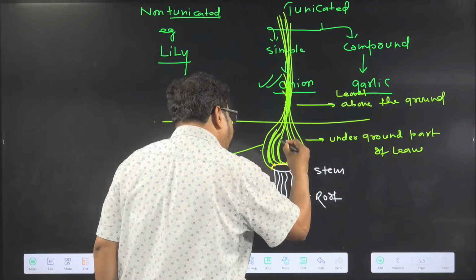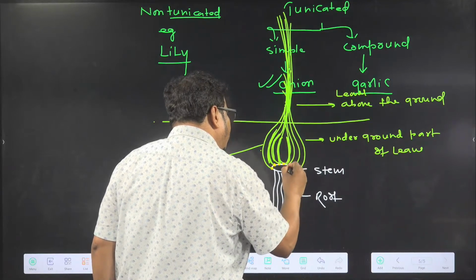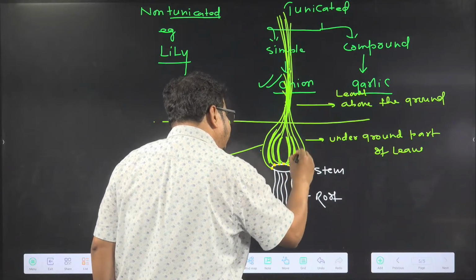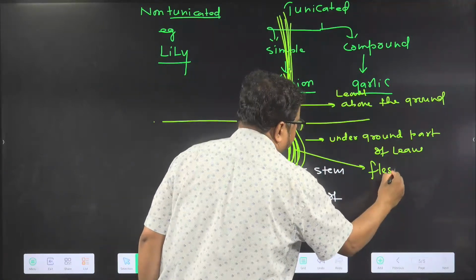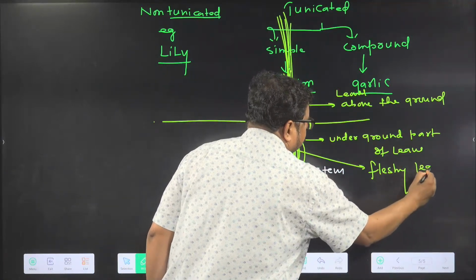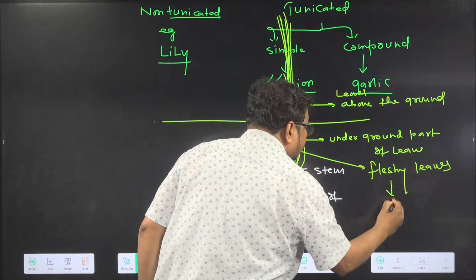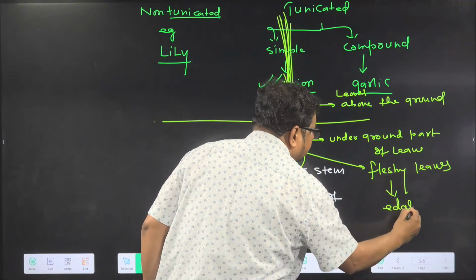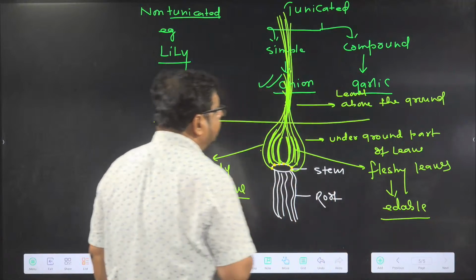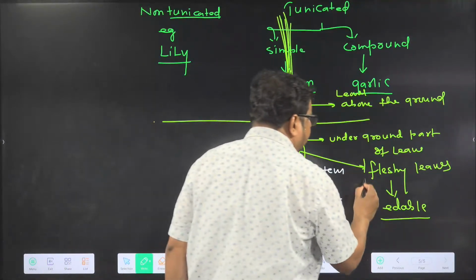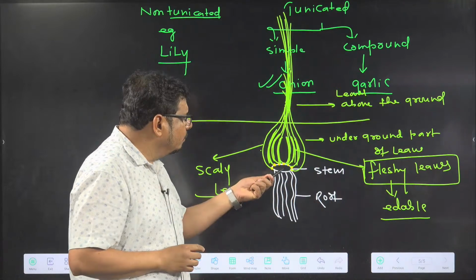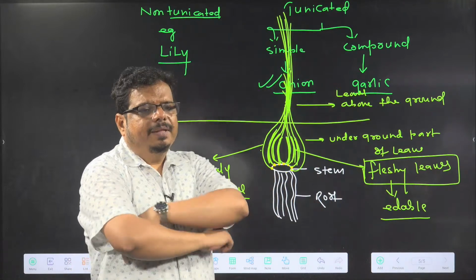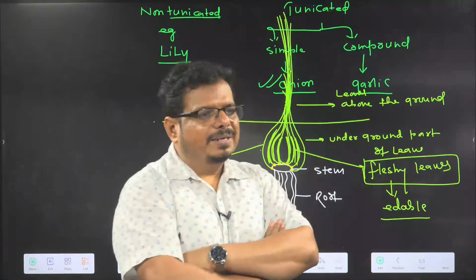That inner layer is juicy. It is not papery. Understanding the idea or not? And it is a fleshy leaf. In onion, which is the edible part? The fleshy leaf is the edible part in onion. Means in onion, food is not stored in the stem. A disc-like stem is there. Picture came or not?